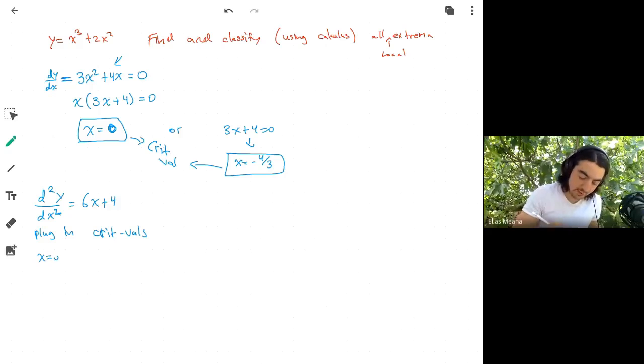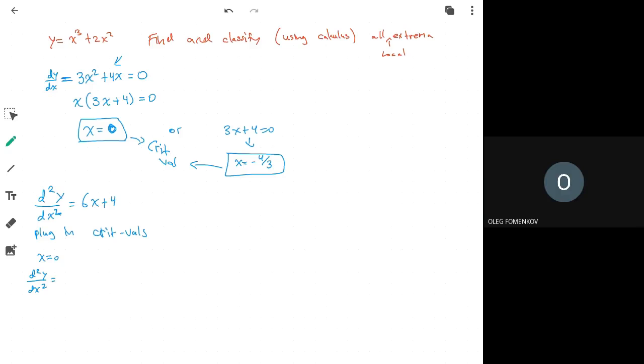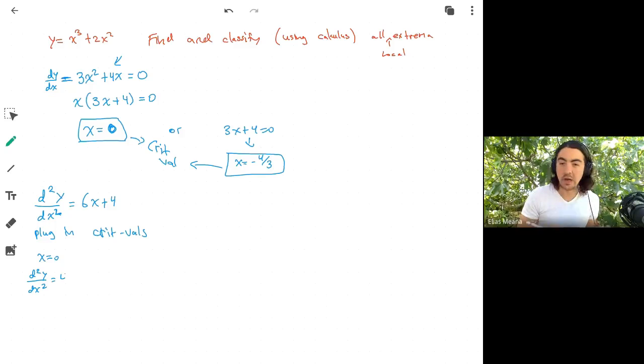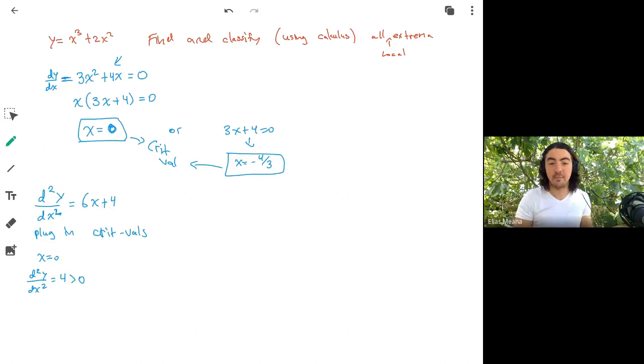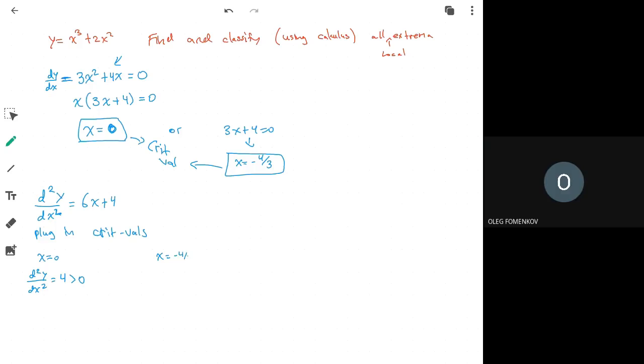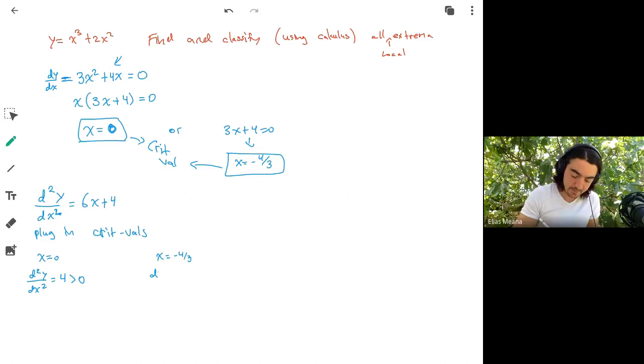When x is equal to 0, what is d squared y dx squared equal to? 4. That's easy enough. Is this positive or negative? Positive. I hope that's not a difficult one to answer. So we got a positive number, and we'll determine what that means in a second. But let's plug in x is equal to minus 4/3. What happens if we plug that in? Minus 4. We get minus 4 when we plug that into the second derivative. Do we?